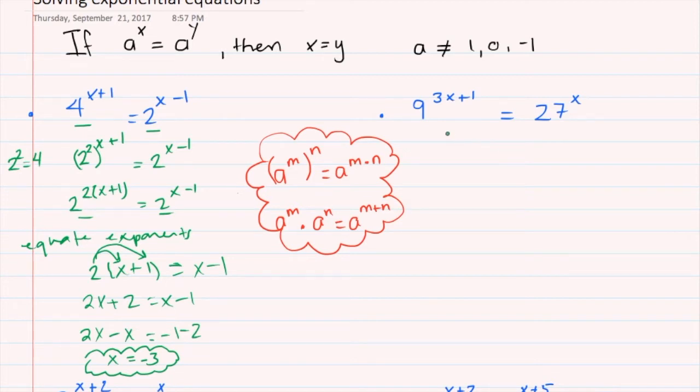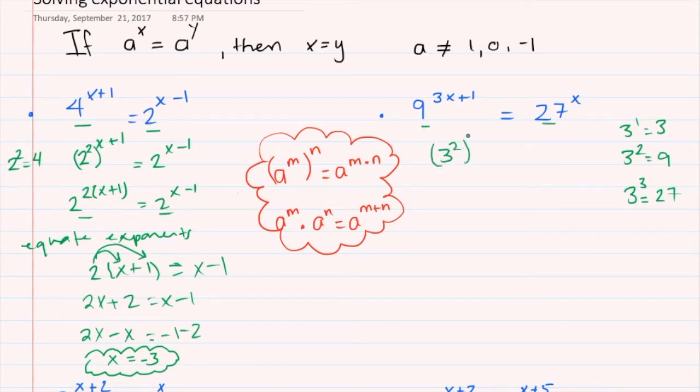Let's do another example. In this equation here, 9 to the power of 3x plus 1 is equal to 27 to the power of x. Our bases are not identical. Now, is 27 a power of 9? It isn't. But we know that both 9 and 27 are powers of 3. Because we know that 3 to the power of 1 is 3, 3 to the power of 2 is 9, and 3 to the power of 3, you said it, 27. Very good.